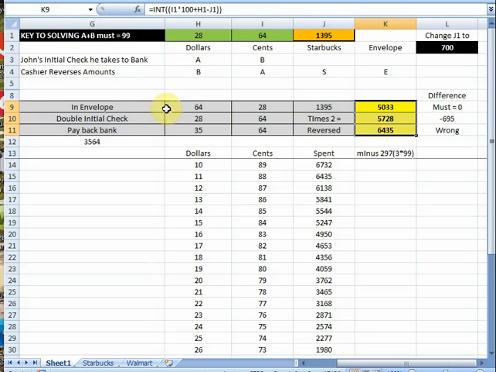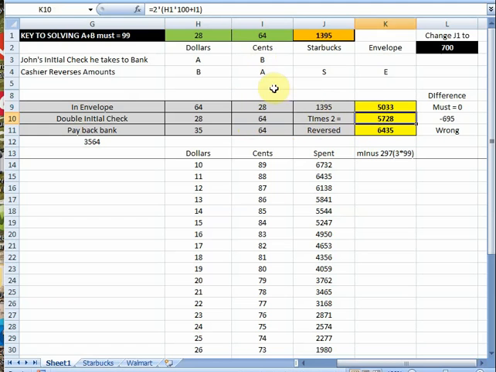So again, John goes to the bank. Let's just say he has a check for $28.64. In the envelope, the banker puts $64.28, which is the reverse of $28.64. John goes to Starbucks, takes money out of the envelope, spends $13.95, comes home, and opens up the envelope. There's $50.33, which is not, according to the problem, double the 28.64, because double 28.64, as you can see here, would be 57.28. So this is not the correct answer.